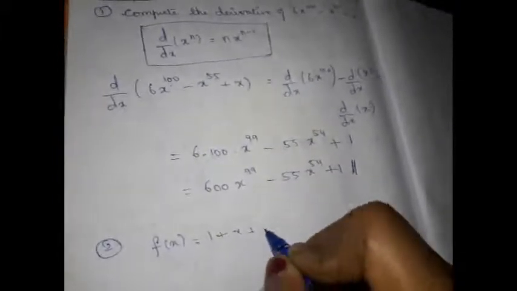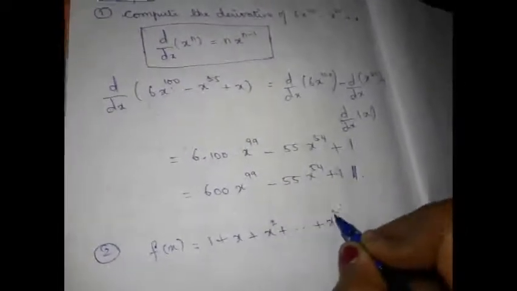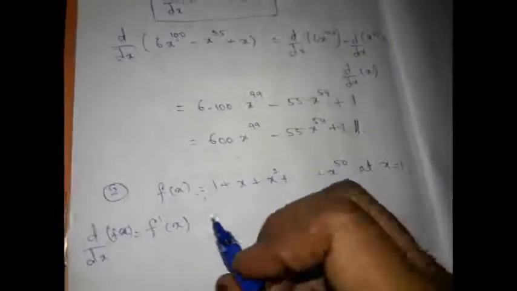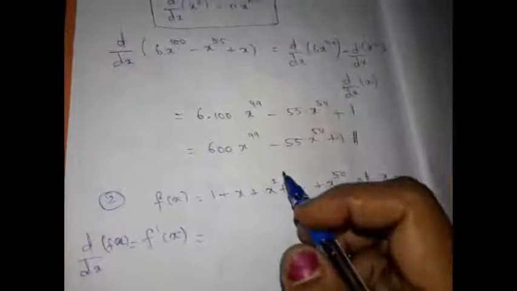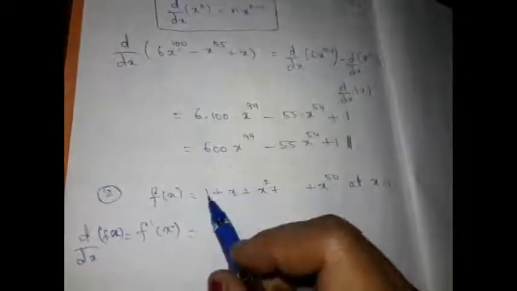They asked you to find the derivative of f of x, which is equal to 1 plus x square plus etc. x power 50 at x equal to 1. So first let us find the general derivative f dash of x. It can be written as f dash of x, or you can also write it as d by dx of f of x. It's your wish. You can write it in any way. Which is equal to what? We are going to apply this result. We know the derivative of the constant is 0. We are going to apply the derivative for this polynomial.